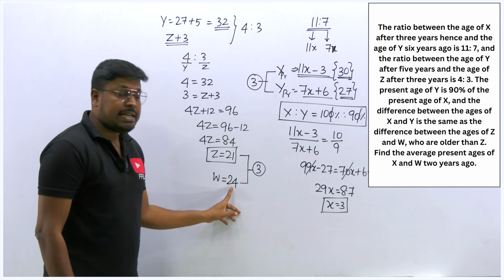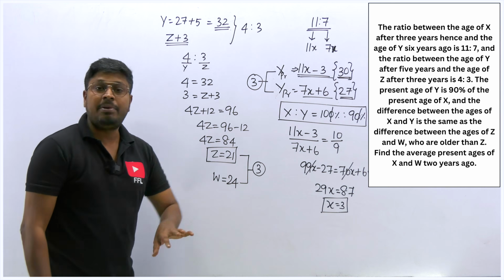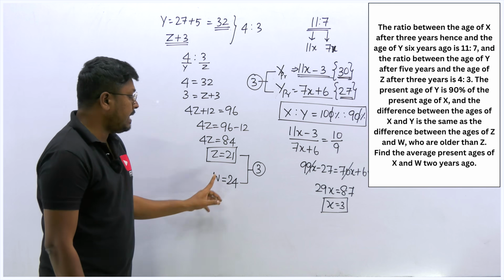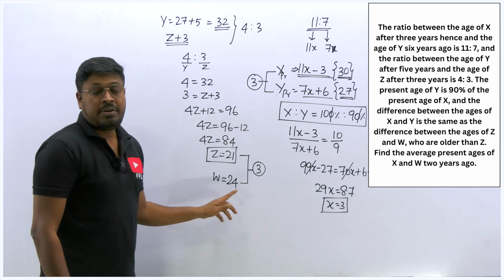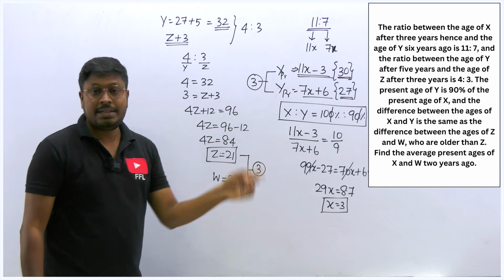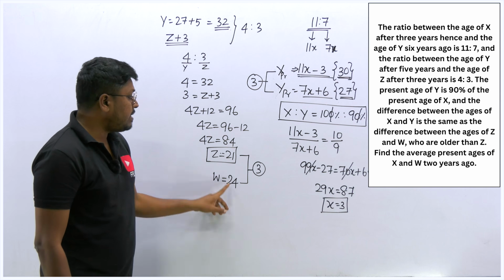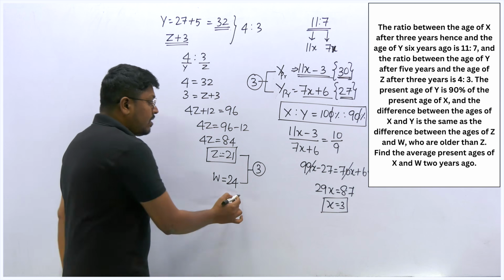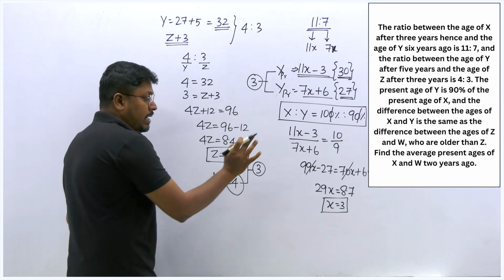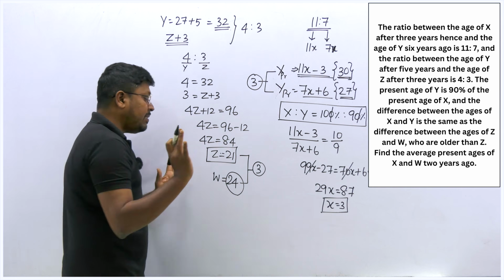You can't write 17 here. Why? Because when you go with 18, then W will be younger than Z. According to the question, they have mentioned that W is older than Z. So that means W should be 24. So finally we got all the values, right? 24, 21, X and Y. So all the values we got.